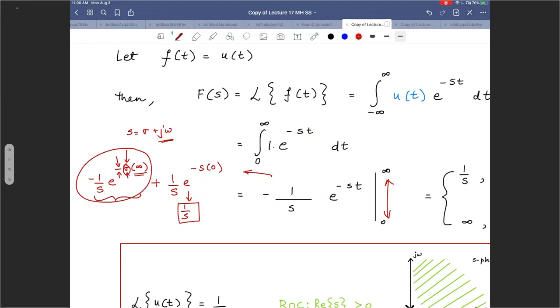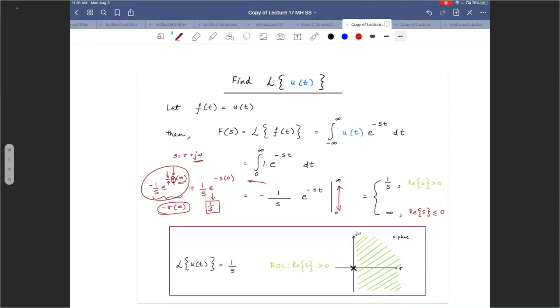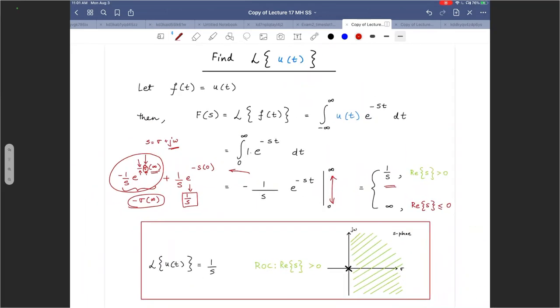You see why you got that infinity when sigma is less than 0? When it is less than 0, it will go to infinity. But if it is greater than 0, you will have negative, positive value, and a very large value. So all of that will tend towards 0, right? So you will have 0 plus 1 over s instead.